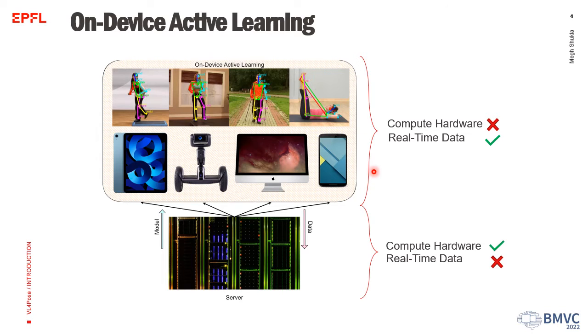The challenge of on-device active learning is that although we have real-time data, we have limited compute available and our algorithms need to have a very low compute footprint. On the other hand, the traditional active learning paradigm assumes that we have access to a server where we have large access to compute hardware, but our access to real-time data is limited. And in this talk, we focus on on-device active learning.